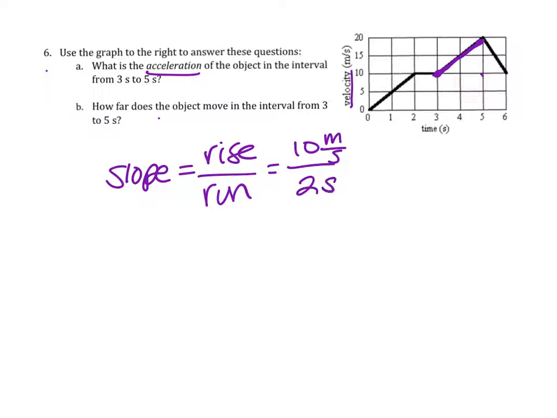So divide that by 2 seconds, and then when you divide that out, you get 5, and then it's meters per second, or simply written as meters per second squared for acceleration. Okay, so that is how you solve for A.